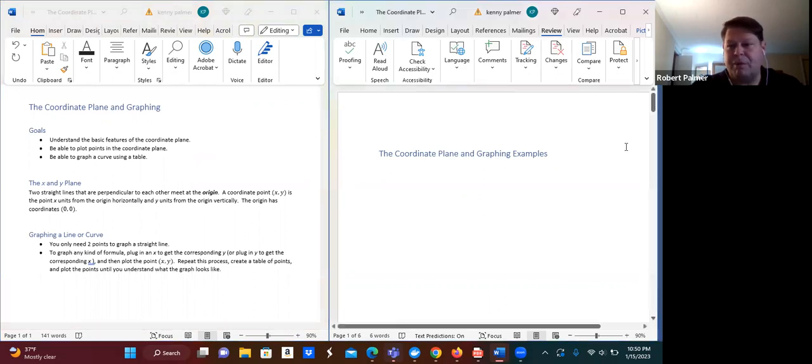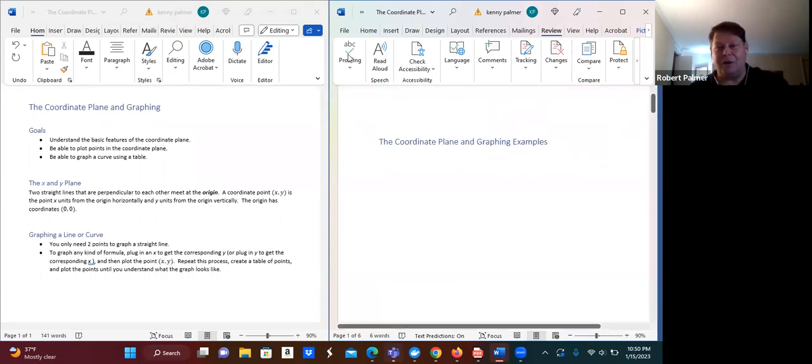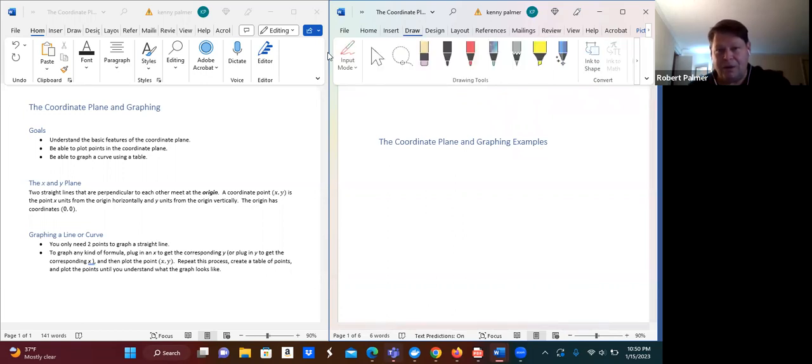So first, let's come over and talk about the plane, or the X and Y plane. As you see on the left, it says we have two straight lines that are perpendicular to each other. Remember, perpendicular means they meet in a 90-degree angle. Then we can make what's called the coordinate plane.